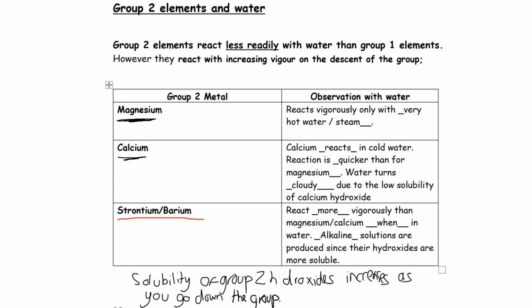And you form an alkaline solution, since strontium hydroxide and barium hydroxide are both soluble. So they'll all react with water, but the ease with which they react with water increases as you go down the group. And the solubility of the corresponding hydroxides increases as you go down the group.